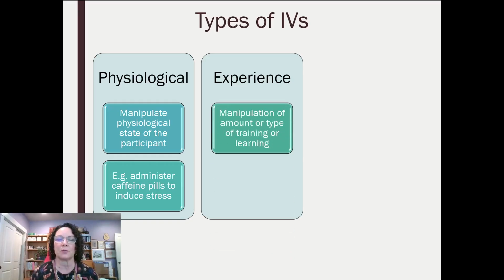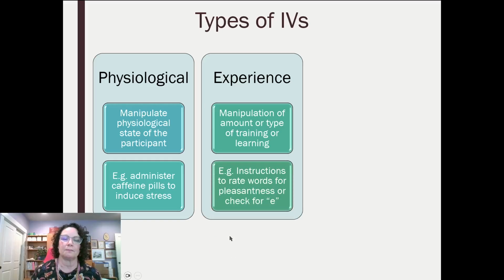Now with experience, we're going to manipulate the amount or type of training or learning or whatever their experience within the experiment is. So we're manipulating what they're seeing or doing or hearing. So a good example is giving the instruction to rate words for pleasantness or to check whether the word contains an E. Those are examples of an experience that they're having and that I have control over as the researcher.